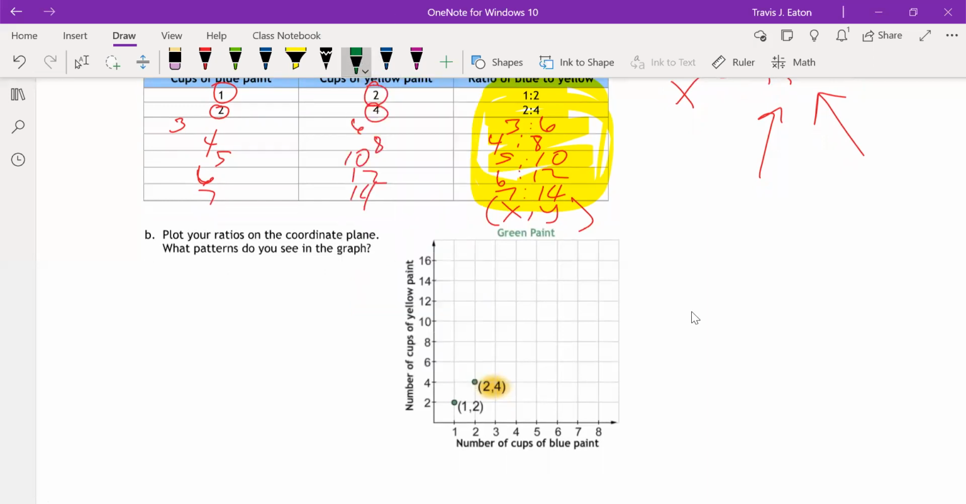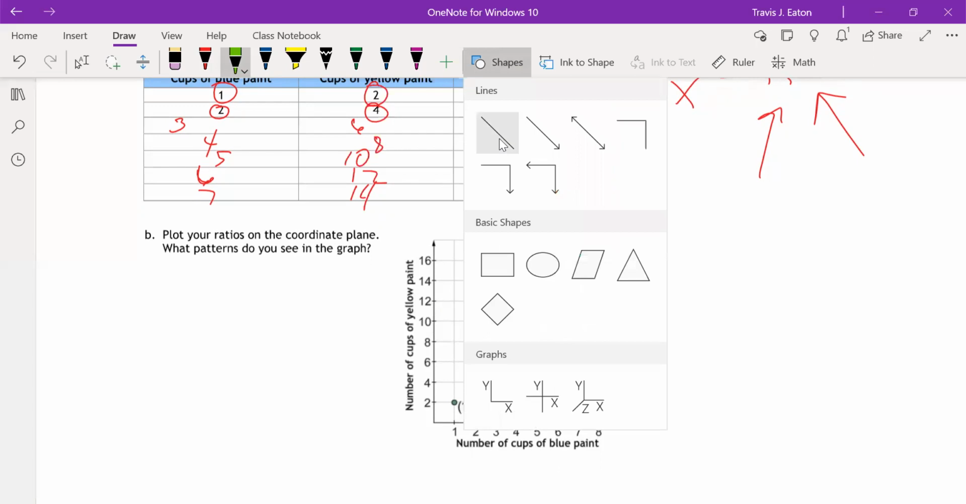Okay. Now, 1 cup of blue, right? 2 cups of yellow, 2 cups of blue, 4 cups of yellow, 3 cups of blue, 6 cups of yellow, 4 and 8, right? 5 and 10, 6 and 12, 7 and 14, and so on, right? Now, it would be really easy to take and connect these dots on our graph with a line.